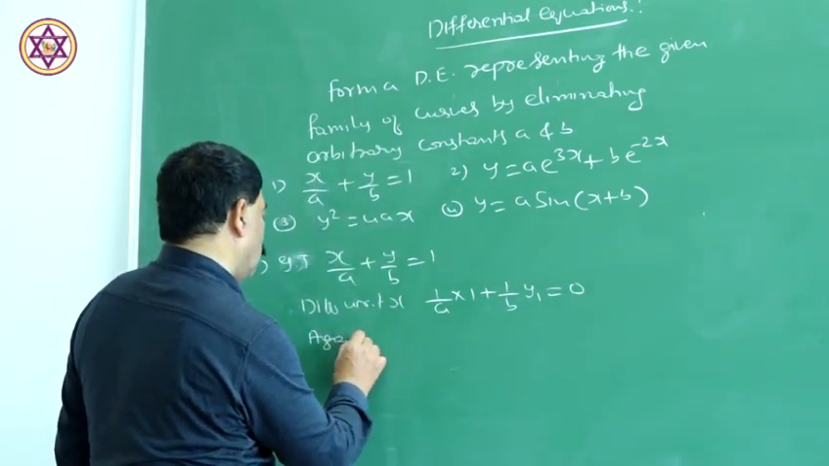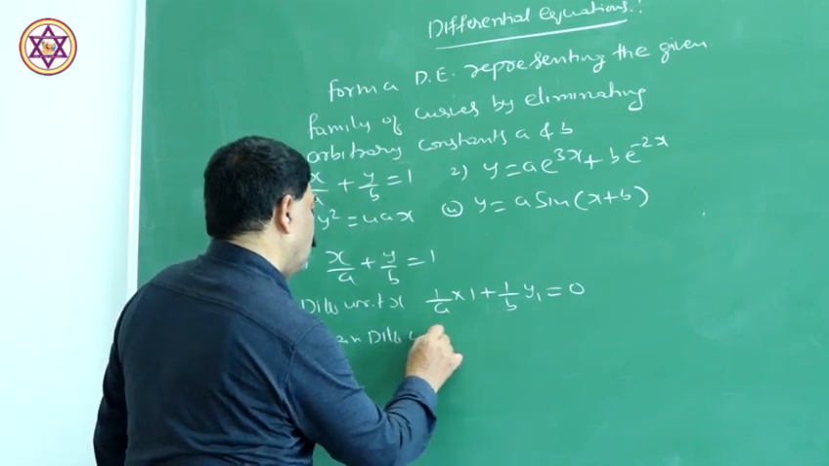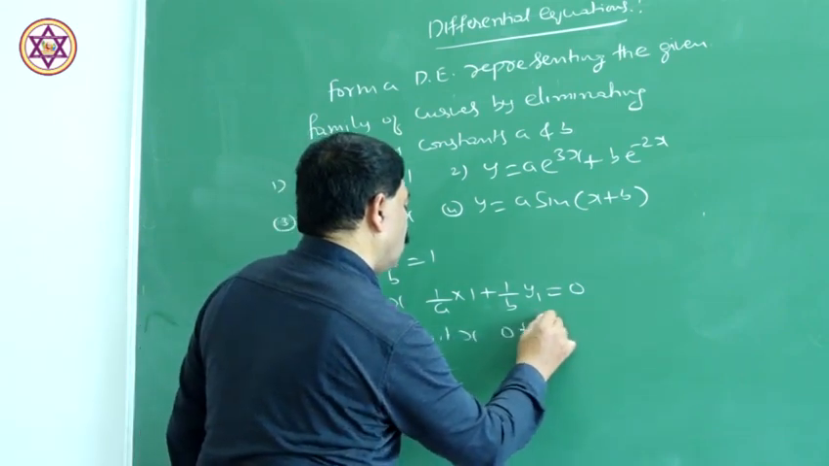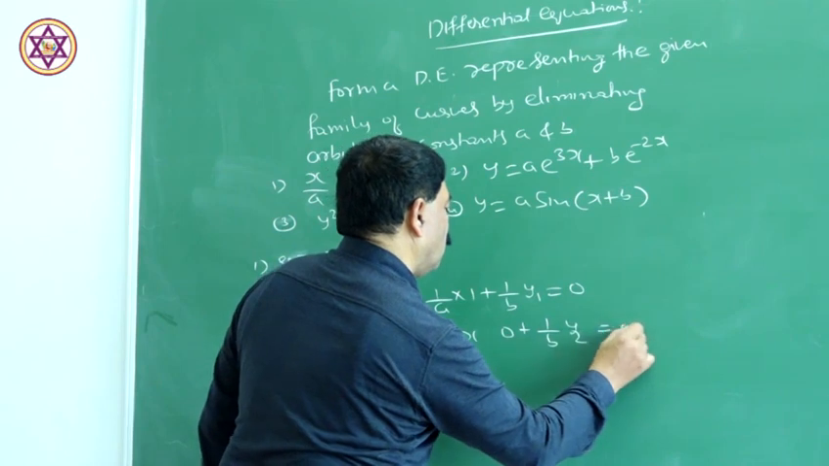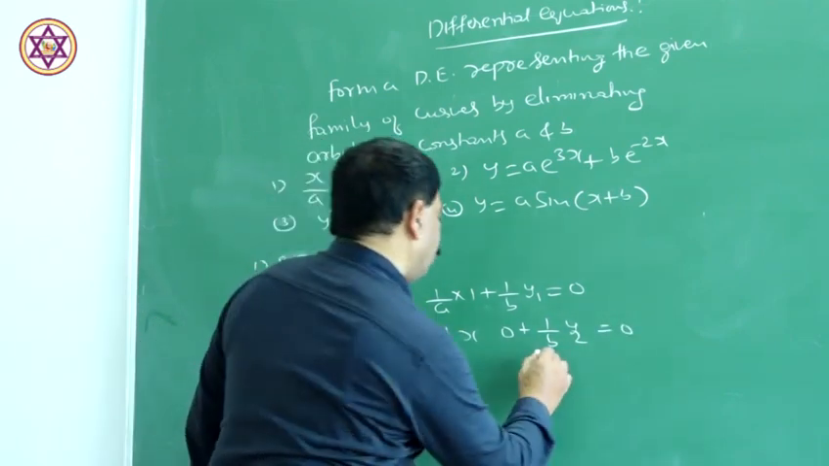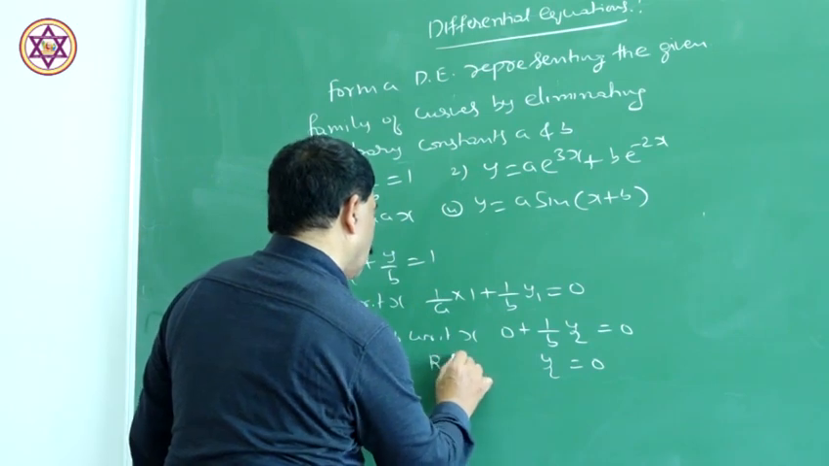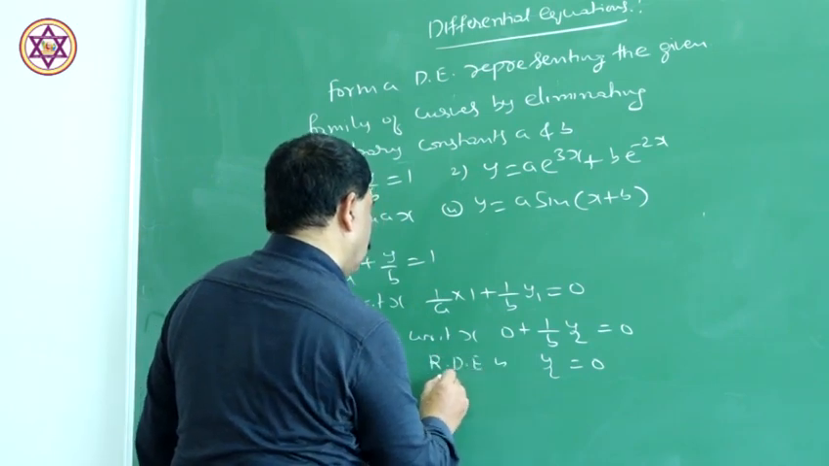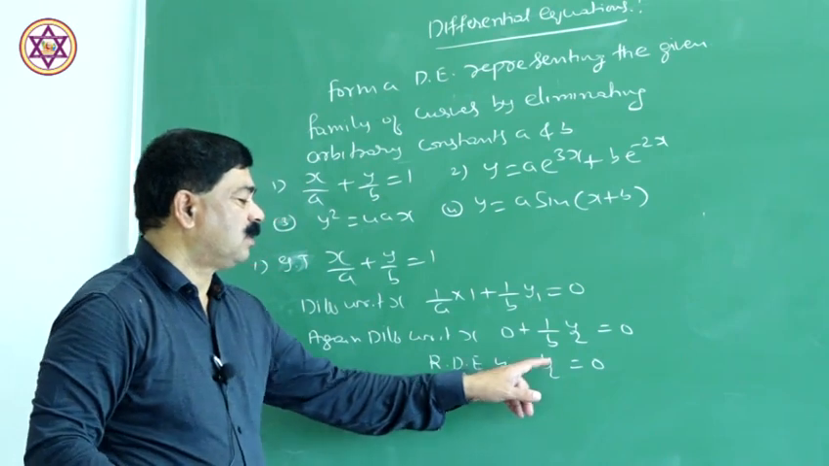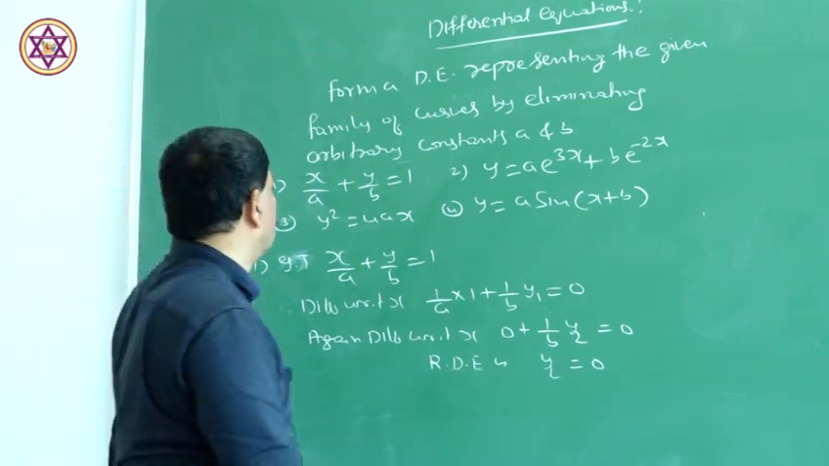Again, differentiate with respect to x: 0 plus 1/b times the derivative of y1, which is y2. Therefore y2 = 0. Therefore the required differential equation is y2 = 0.